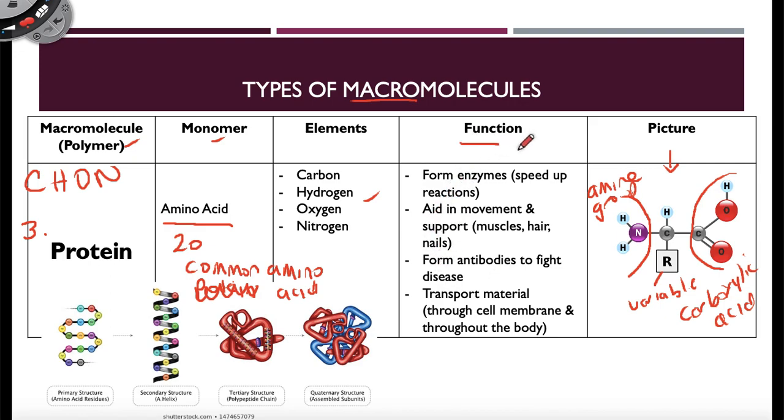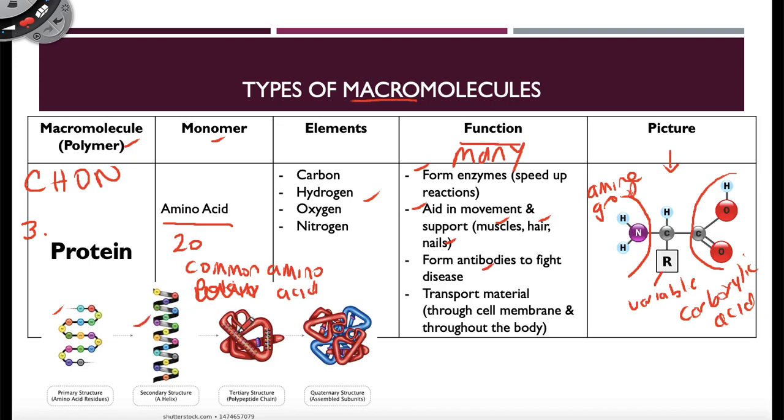So what is the function of proteins? Well, there's so many, right? I could go on forever here listing protein functions. Proteins are found everywhere in our body. They form enzymes that speed up chemical reactions. They aid in movement and support found in your muscles, your hair, your nails. They form antibodies. That means they're part of your immune system to fight disease. They transport material through cell membrane and throughout the body. And these proteins are initially coded by your DNA, which sends a message and says, these are the proteins that are needed in certain cells of your body.